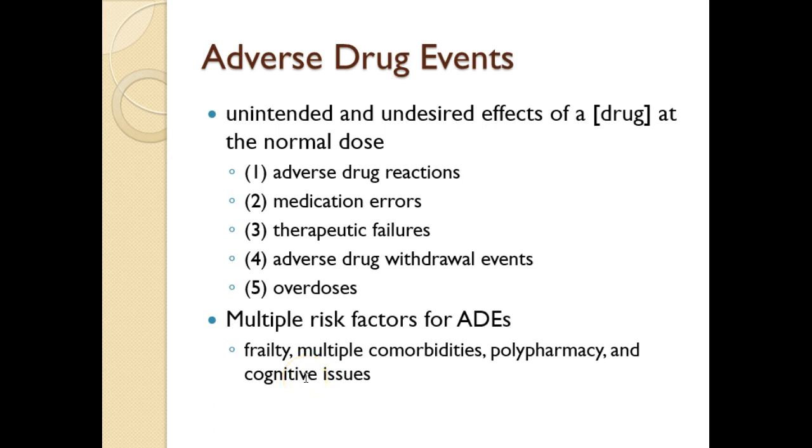So, as we know, adverse drug events are unintended. We don't desire these effects, and this could be based on an adverse drug reaction like anaphylaxis or a hypersensitivity reaction. It could also be a result of a medication error. Could be a therapeutic failure, it's not working, or adverse drug withdrawal events as well as overdoses. And why are older adults more at risk? Because they're frail, they have multiple illnesses, they do polypharmacy, and they have cognitive issues.